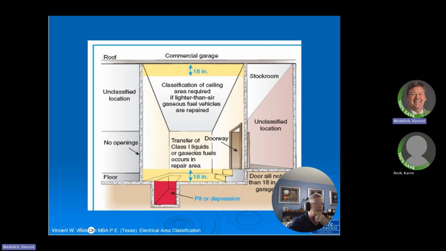So transfer of class one liquids or gaseous fuels required for repair area here. So that means that 18 inches to the floor is classified. 18 inches from the ceiling is classified if it's lighter than air gases, like if you had a natural gas device in there or something like that. And then you have a pit or depression where things could drain into. That would definitely be a class one div one location, right?